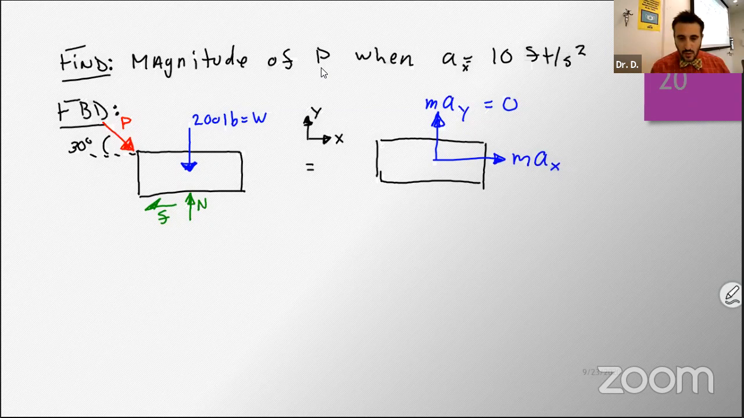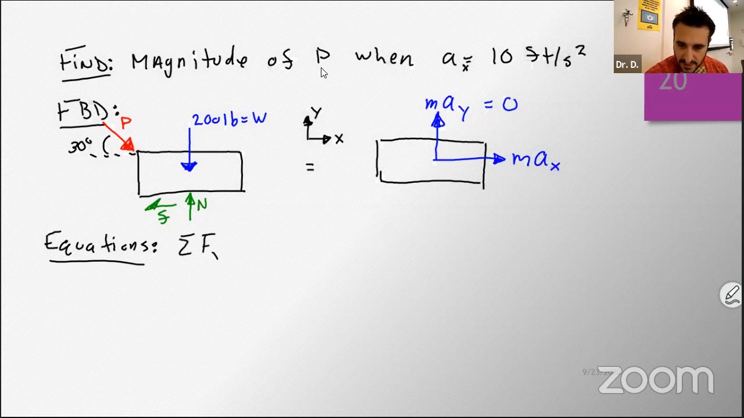So what equations do we have here? Well, right now, the only equation we have in our toolbox when it's concerning kinetics is the sum of the forces. In this case, I'm going to say the sum of the forces in the x direction is equal to the mass times the acceleration in the x direction. Okay. So what forces do I have in the x direction?